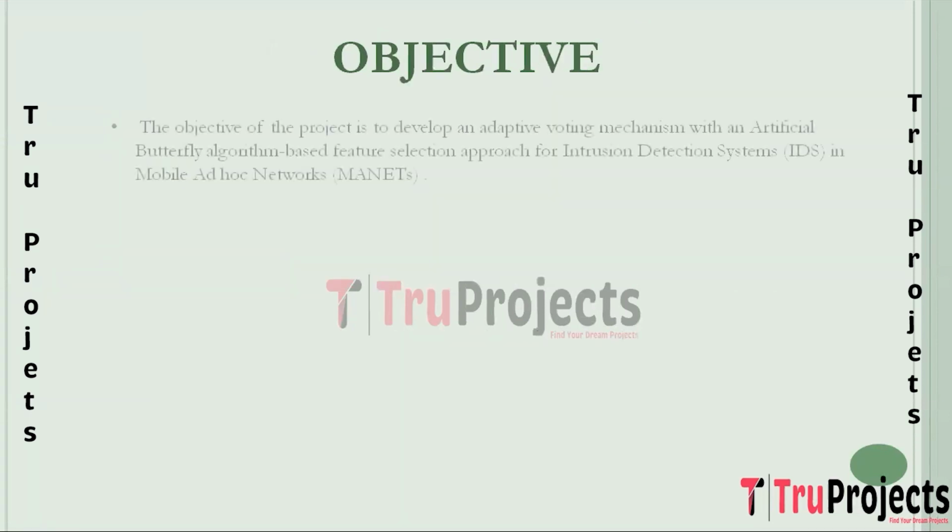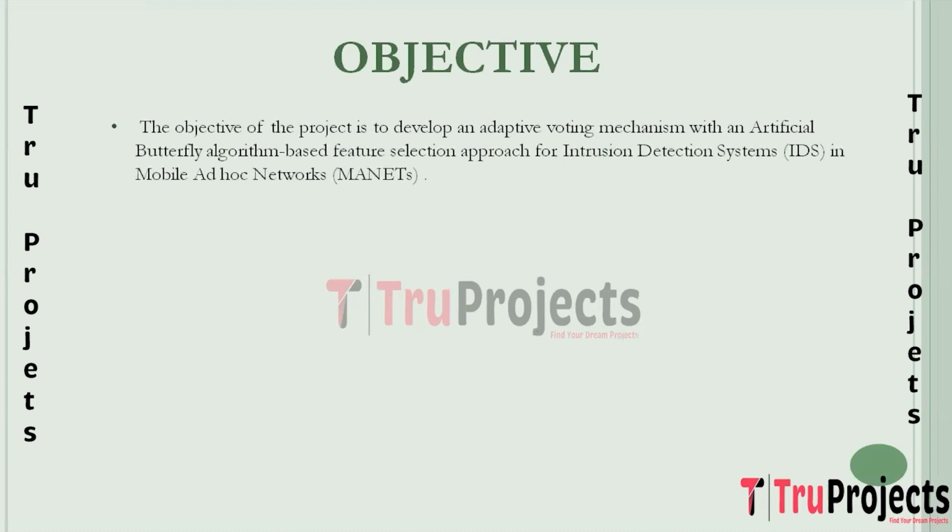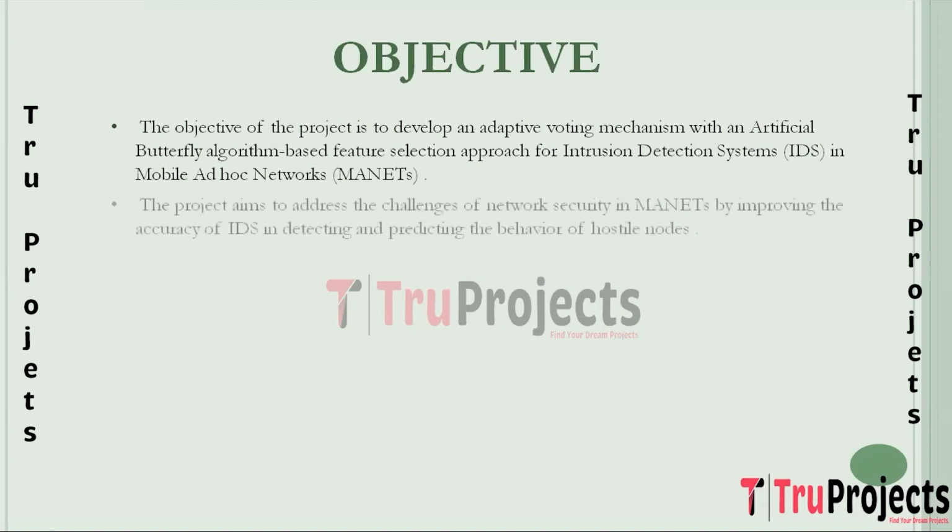Objective of the project. The objective is to develop an adaptive voting mechanism incorporating artificial butterfly algorithm for feature selection in intrusion detection systems, tailored for mobile ad hoc networks. The goal is to address the challenges of network security in MANET by improving the accuracy of IDS, enabling effective detection and prediction of the behavior of hostile nodes within these dynamic and decentralized communication networks.